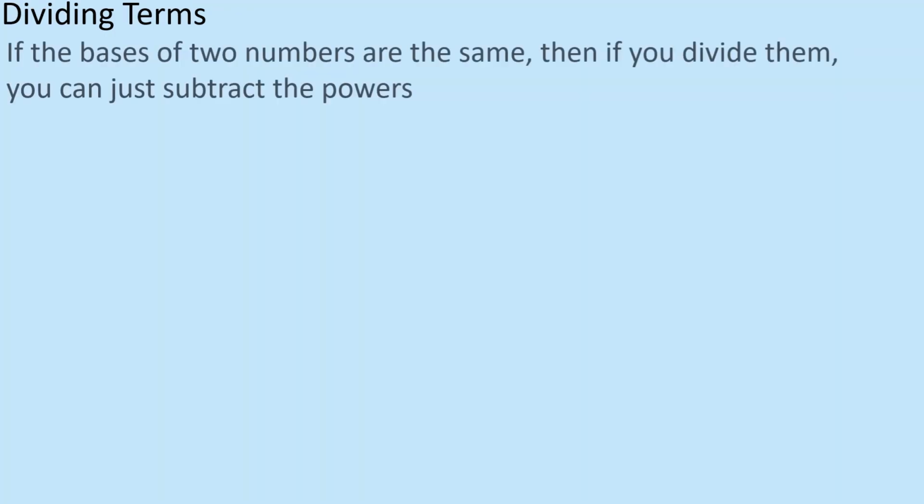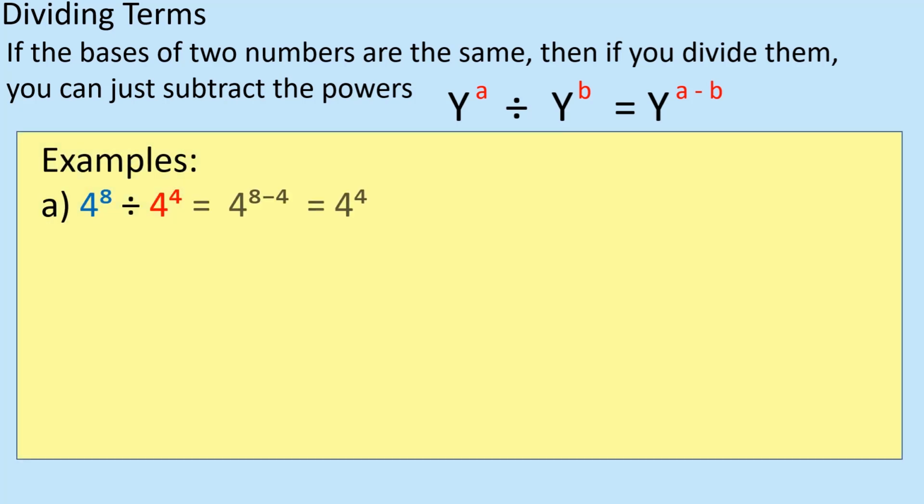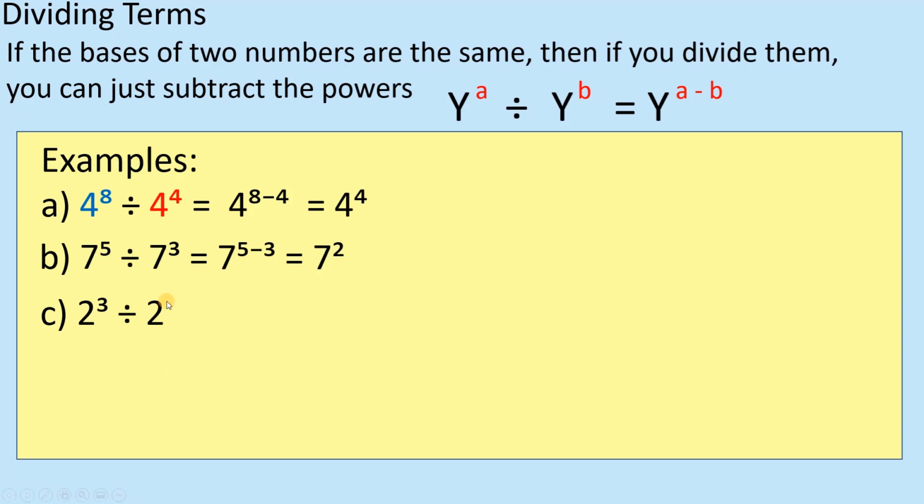If that's multiplying terms, dividing terms should be relatively straightforward because it's kind of the opposite. If I'm going to add the powers for multiplying, then I am going to subtract the powers for dividing. So the rule is y to the a divided by y to the b is y to the a take away b. So 4 to the 8 divided by 4 to the 4 is going to be 4 to the 8 take away 4, so it's going to be 4 to the 4. If I've got 7 to the 5 divided by 7 to the 3, that's going to be 7 squared. And if we've got 2 cubed divided by 2, I mentioned this one a minute ago, it has a little 1 which is missing, so it's 2 to the 3 divided by 2 to the 1, which is equal to 2 to the 3 take away 1, so it's 2 squared.